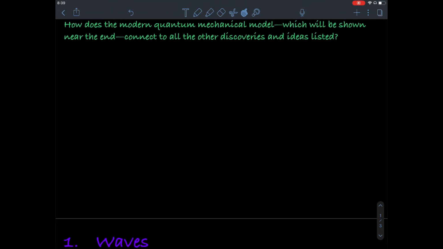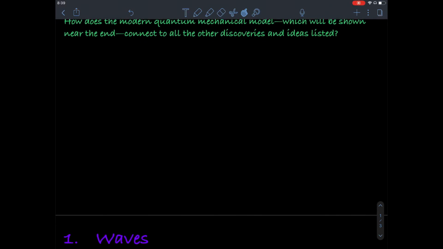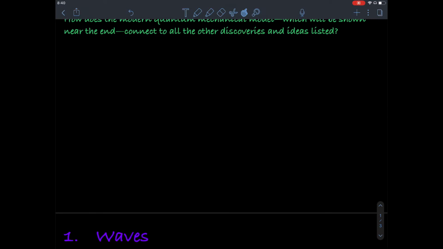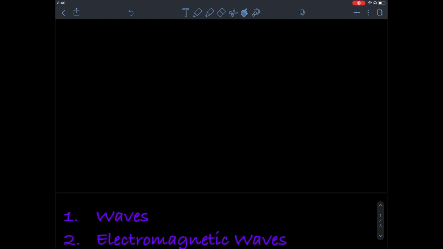Here we go. Number 1. Waves. Some physicists believe that light and energy traveled in waves. Waves can be described by their wavelength, frequency, amplitude, and their speed. Next is electromagnetic waves. Light is classified as an electromagnetic wave. In space, electromagnetic waves can travel 3.00 times 10 to the 8th meters per second, which is the speed of light. These electromagnetic waves include waves and particles.